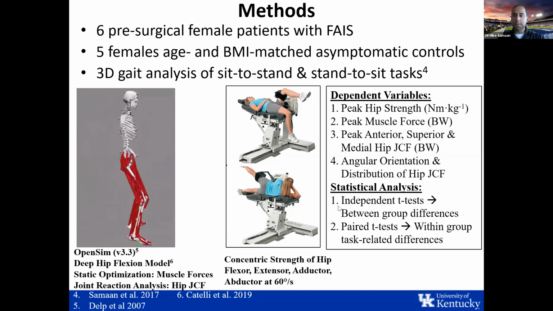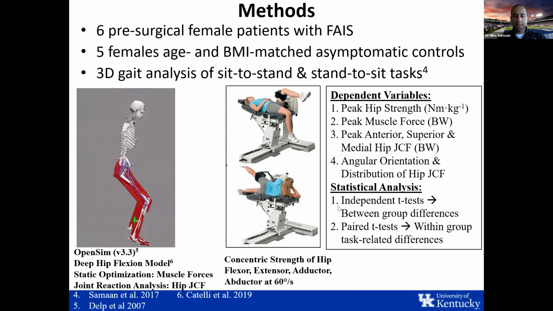All of our study participants also underwent isokinetic strength testing of the hip flexors, extensors, adductors, and abductors at 60 degrees per second. Our dependent variables were peak hip strength, peak muscle force, and peak hip joint anterior, superior, and medial contact forces. And then we dove a little bit deeper and looked at the angular orientation of the hip joint contact force vector, as well as the distribution of the contact force vector to give us somewhat of a surrogate measure of potential contact area.